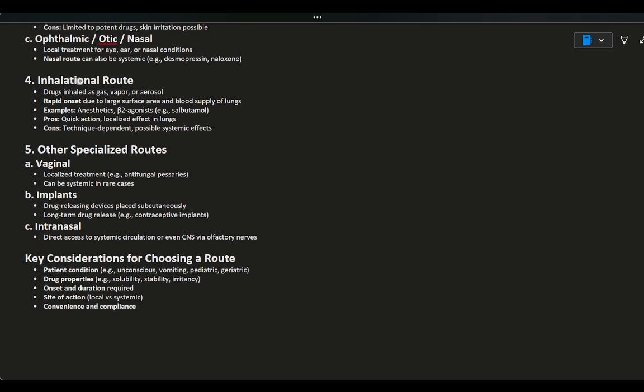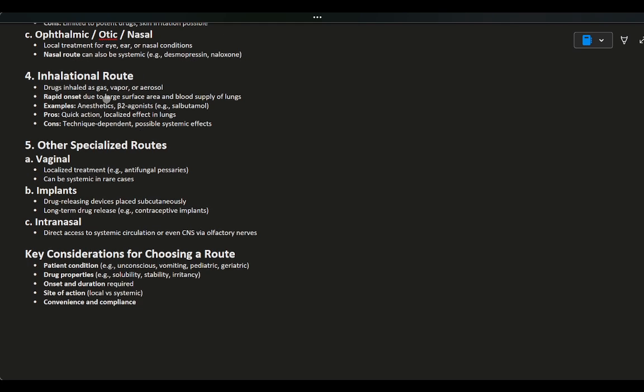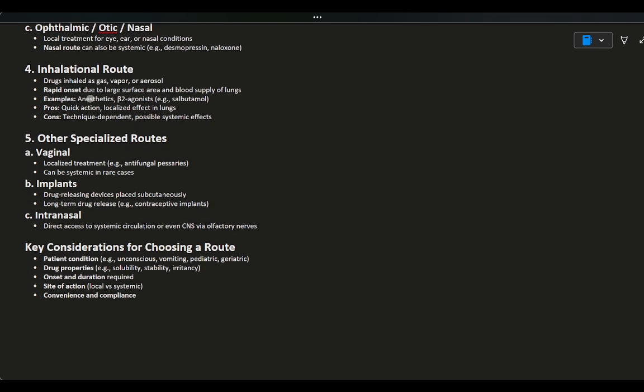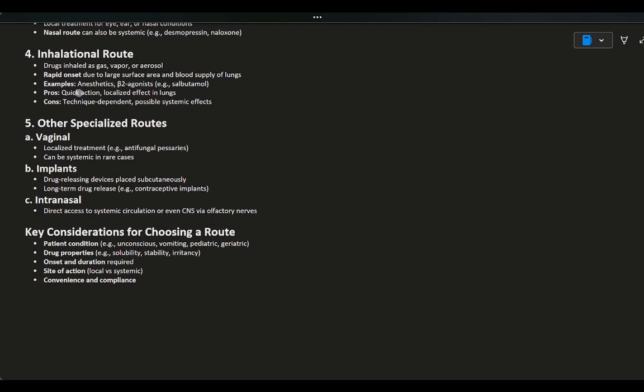And then we also have some inhalational routes, which are pretty convenient. So the drugs for these include gas, vapor, aerosol. They will have rapid onset due to large surface area and blood supply of lungs. Examples of these include your anesthetics or beta-2 agonist, such as salbutamol, which is a bronchodilator. The benefits of these is that it's a quick-action drug. It can be localized, and it can only target the lungs. However, this route is technique dependent, and it can result in possible systemic effects.